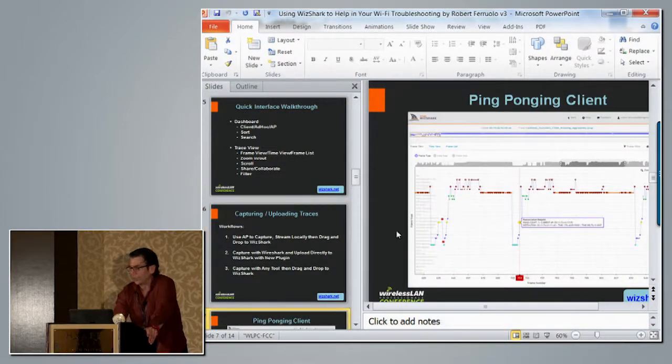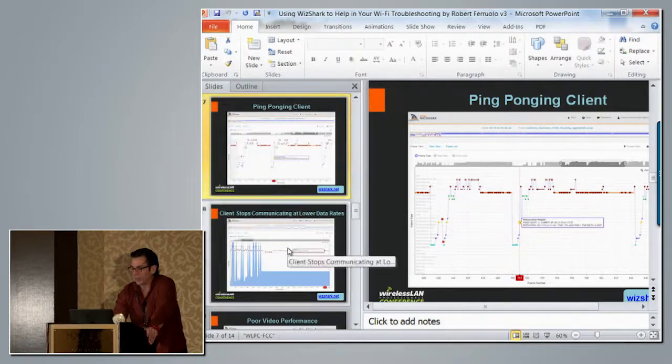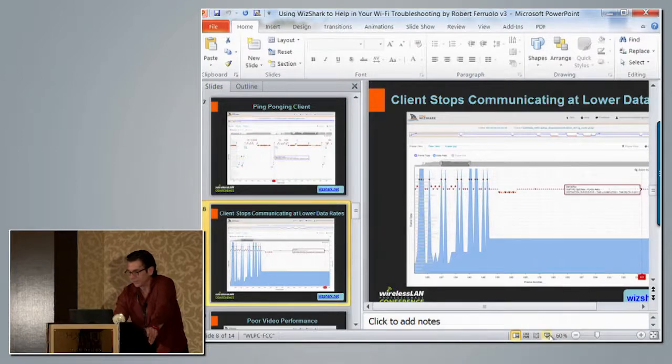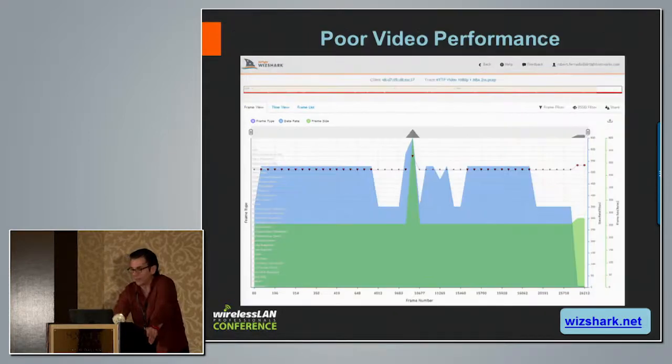All right, so here's some I put in the slide deck, and I'm not going to go over all of them, but let me just show you this one here. Here we talk about patterns, and you see that the client is communicating. This is a receive and transmit, but then we see just transmit, no receives. In the client, we noticed that at the lower data rates, the client stops communicating. So that's why this trace is called client stops communicating at lower data rates. That's a pattern that jumps right out.